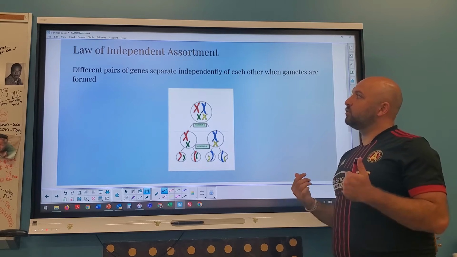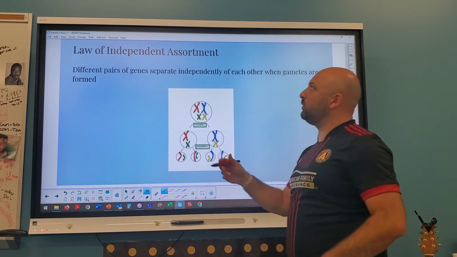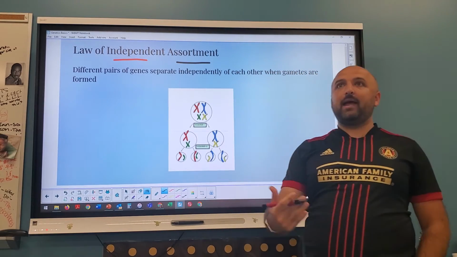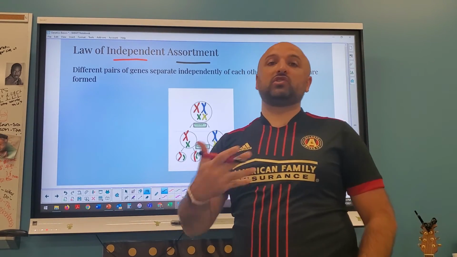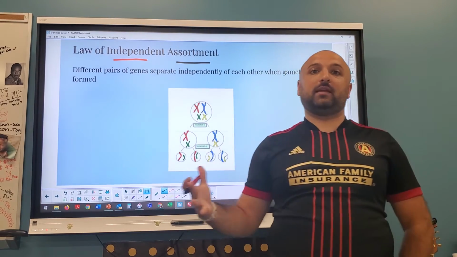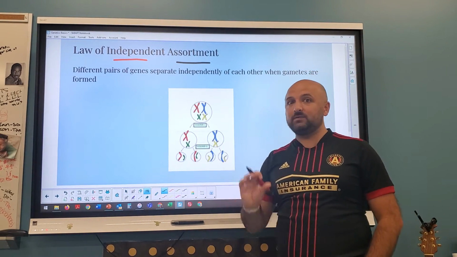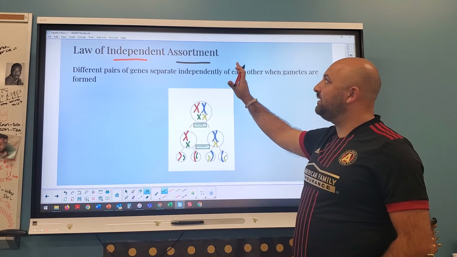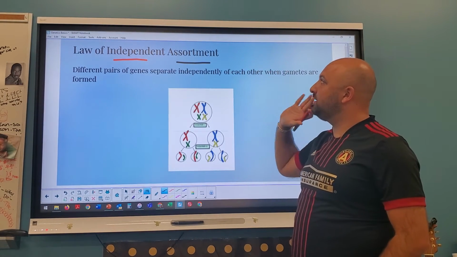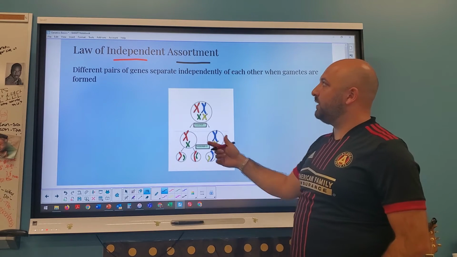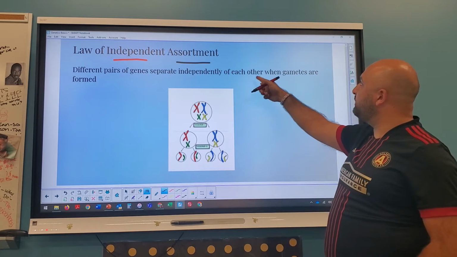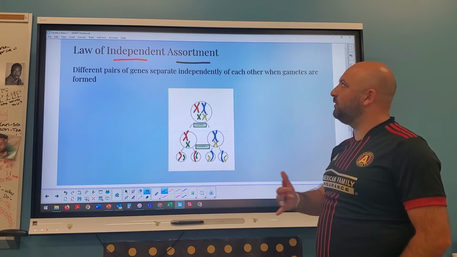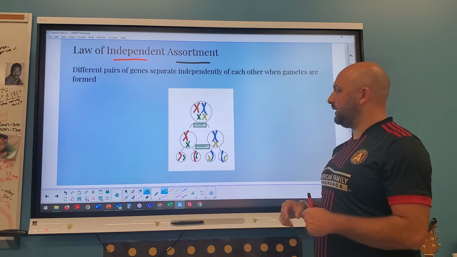The law of independent assortment does the following. Again, just looking at the words, independent assortment. An assortment of goods. You look at a bag of trail mix. That's an assortment of goods. They're different things, okay? Put together. Different things being put together. So an independent assortment, all that means is these things are being put together in different ways. Different pairs of genes separate independently of each other when gametes are formed. They are independently sorting themselves into their unique place.